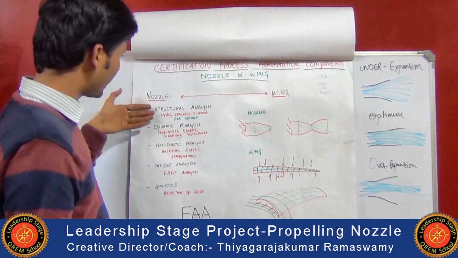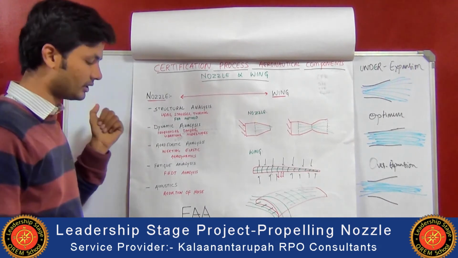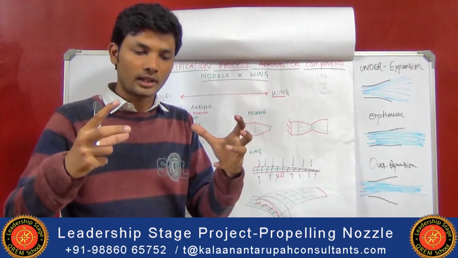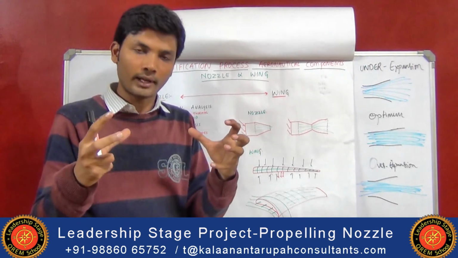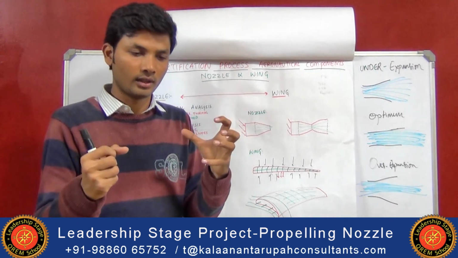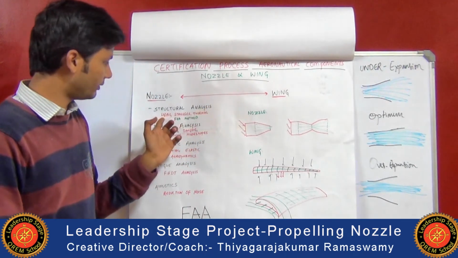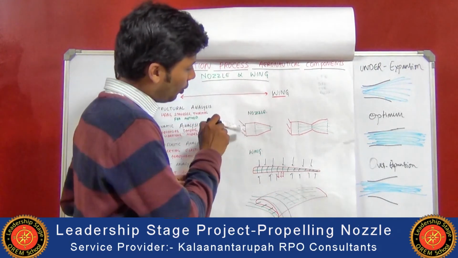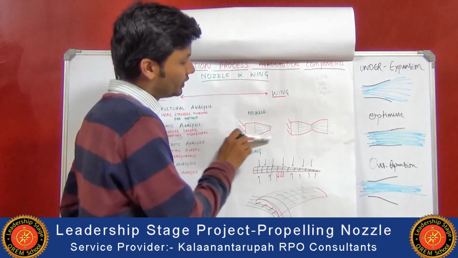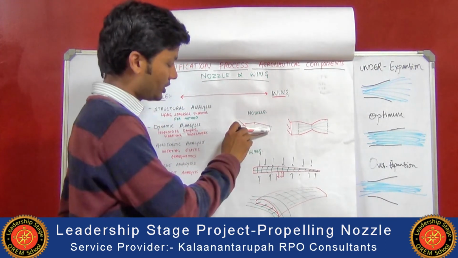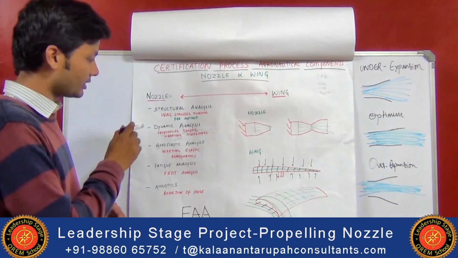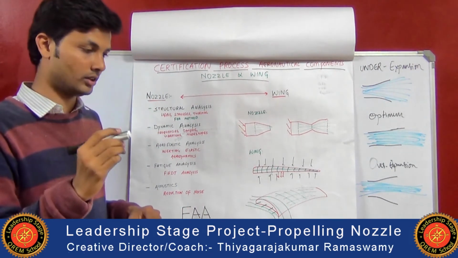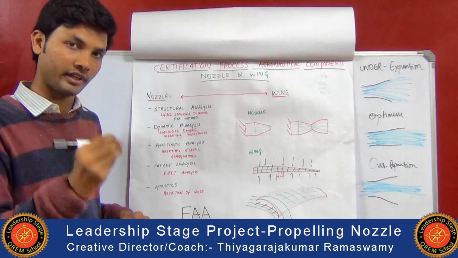Once you've done the static analysis, you go for the dynamic analysis. Dynamic analysis is nothing but testing the nozzle in real time, applying all the possible loads on it. In the static analysis, we check only the effect of the loads and the temperature being applied. Whereas in the dynamic analysis, you will check the mode shapes, the vibrations, the damping and the frequencies.